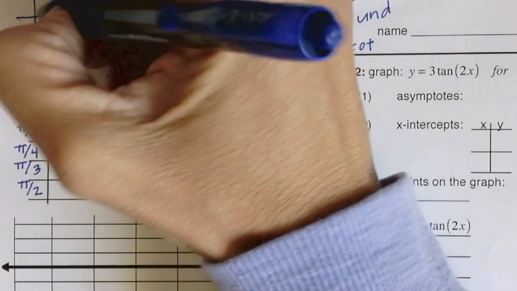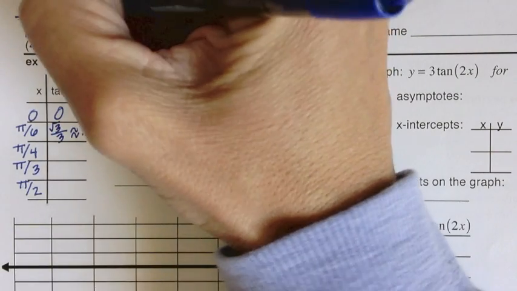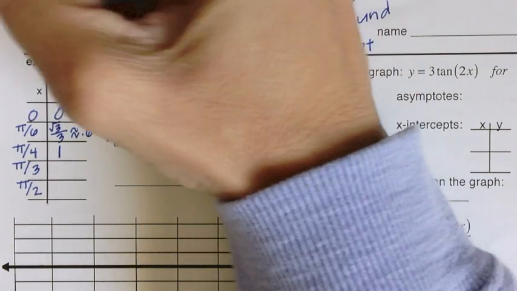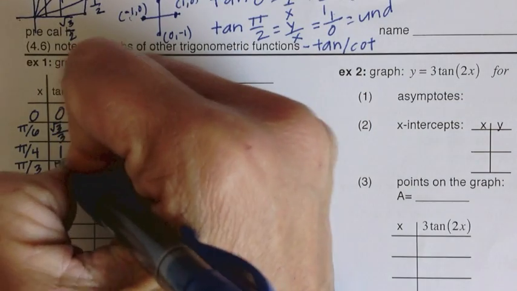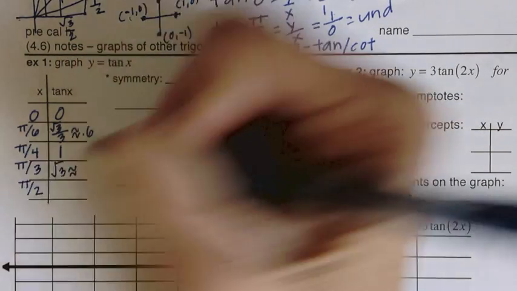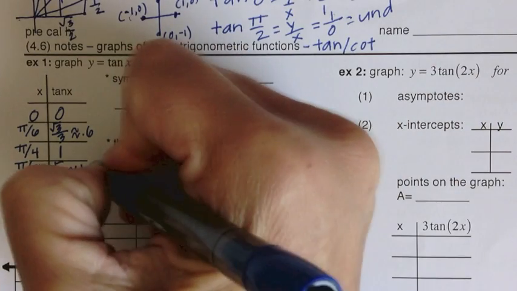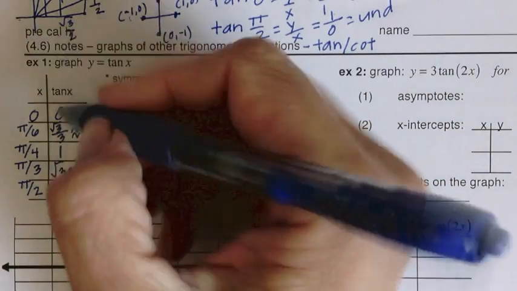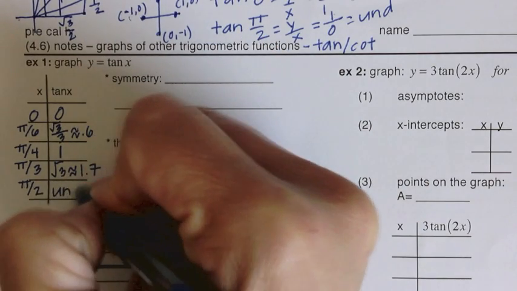Tangent of pi over 4, I'm just going to add it. It's going to be root 2 over 2 over root 2 over 2, which is 1. And then tangent of pi over 3 is going to be root 3 over 2 over 1/2, which is going to be root 3, which is approximately 1.7. And then the tangent of pi over 2 we already did. We have found that it is undefined.